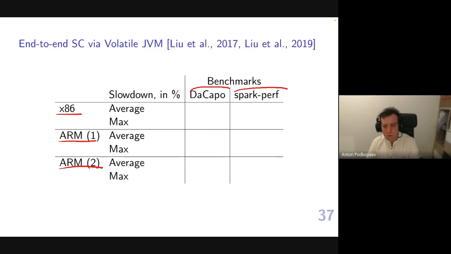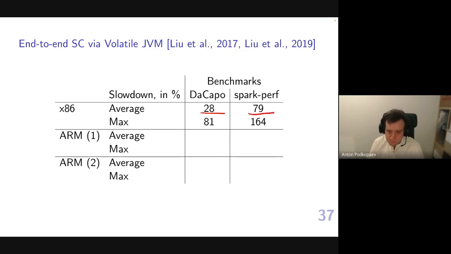With the approach of inserting volatile accesses to shared memory locations, the slowdown on the x86 platform was about 28% for the Kappa benchmark and 79% on average for Apache Spark tests, with maximum slowdowns of 81% and 164% correspondingly. So it's already quite a big slowdown. It might not be crucial for some applications, but still kind of big.